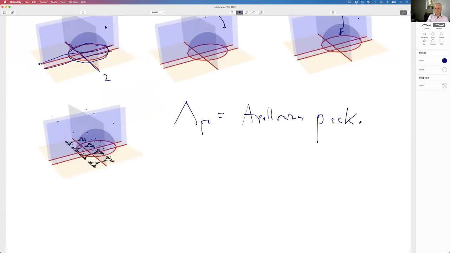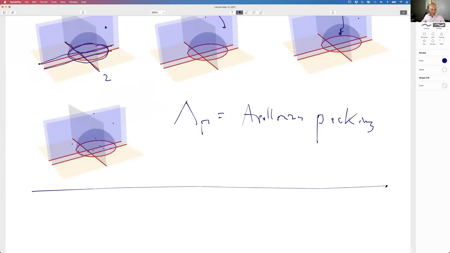My pen is having trouble, I think, because of the video that's running. So let me move away from the video and hopefully it'll restore this thing. But any questions so far? So this is the key property of the Apollonian packing. It's that it arises as the limit set of some geometrically finite group acting in hyperbolic space.